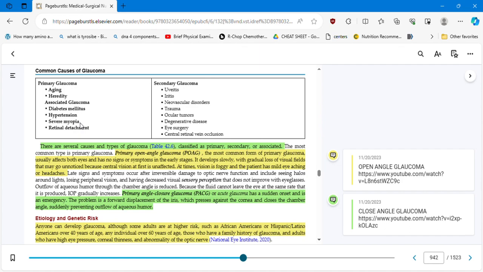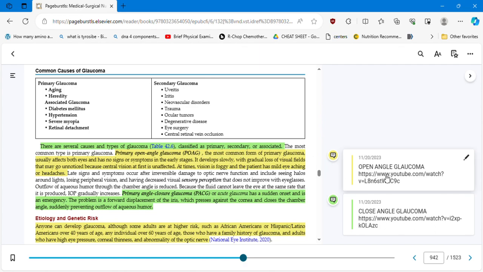Remember, myopia is I see normal close, but far is not good. So they don't want to wear glasses. They don't want to go for eye examination. Hypertension. Sometimes your blood pressure is not under control. The same with diabetes mellitus. Okay. Secondary glaucoma, uveitis, iritis, trauma, ocular tumors, degenerative diseases like, for example, multiple sclerosis. Okay. Eye surgery, central retinal vein occlusion.